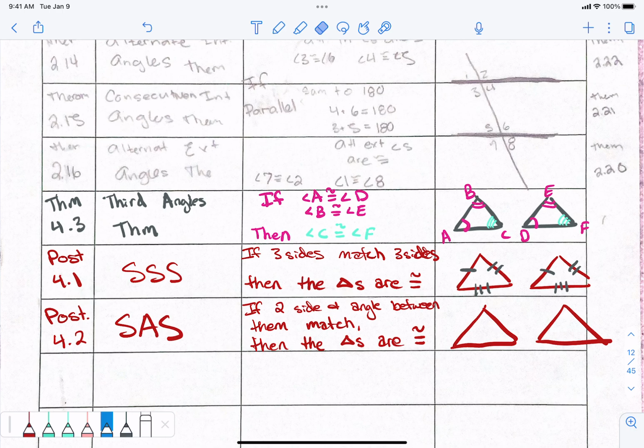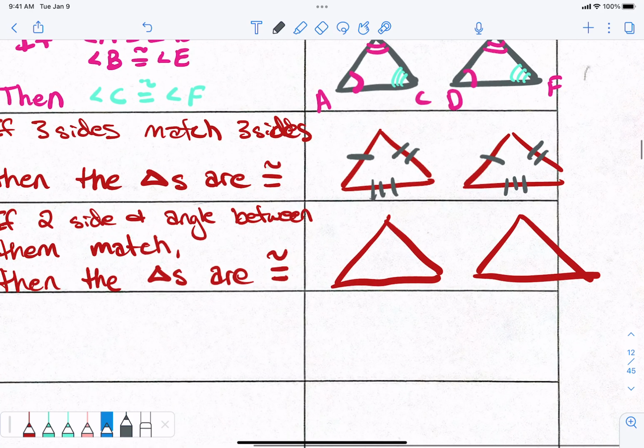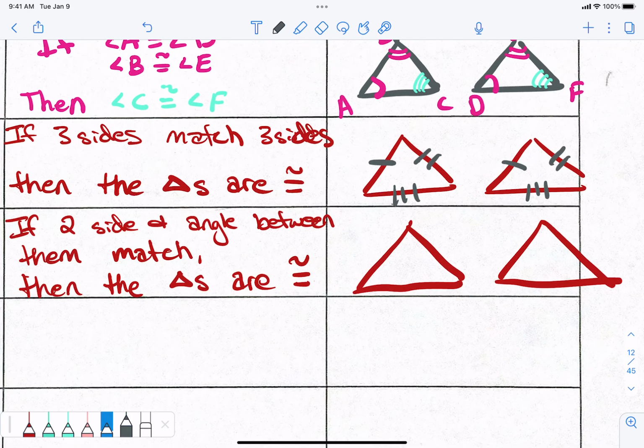Let me put on my marking here. I'm going to quiz you. I'll zoom in a little bit. And one angle? The angle between them. So it's one angle, but it has to be the angle between them. Let's talk about the angle between them.